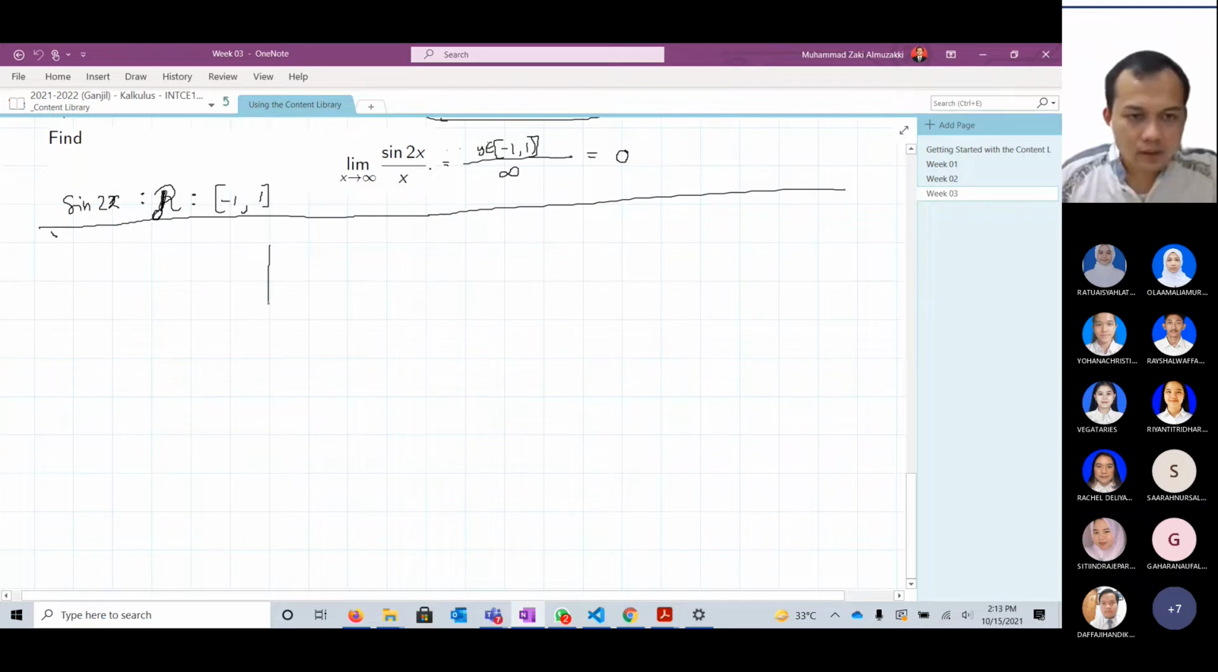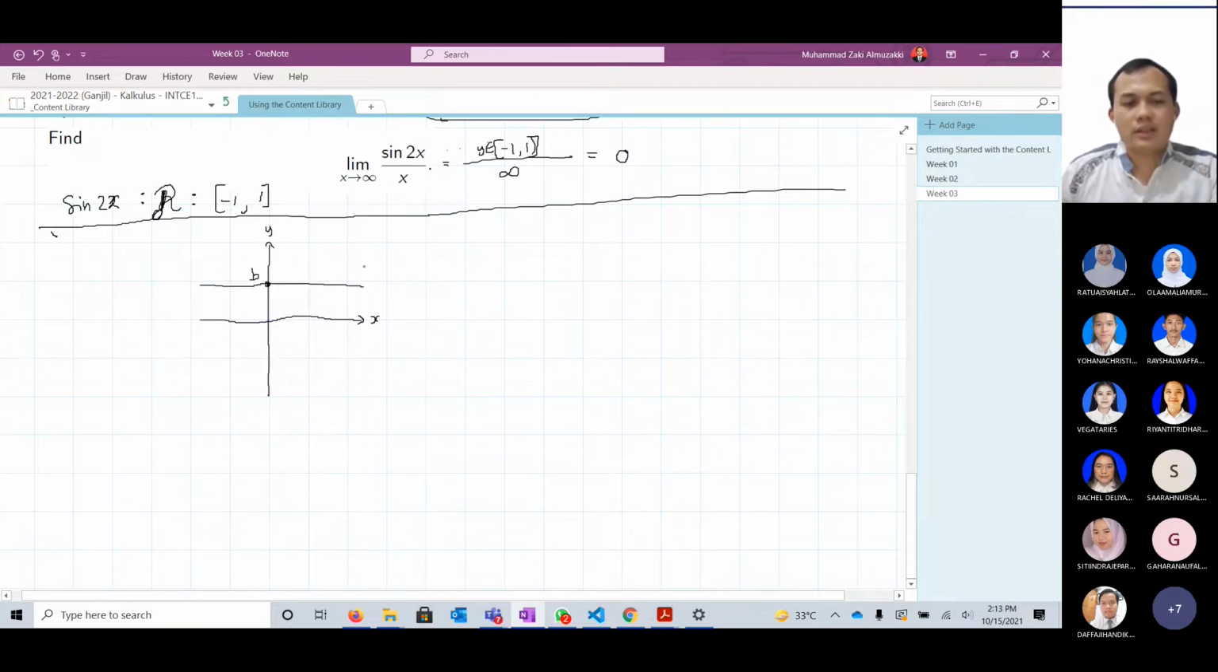So we have this vertical axis which is y and horizontal axis which is x. Y equals to b means that for all x, the value of y is always b. Let's say b is this guy. For all x, the value of y is always b. So we have this kind of graph. This is the graph of y equals to b.